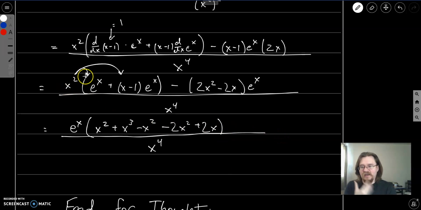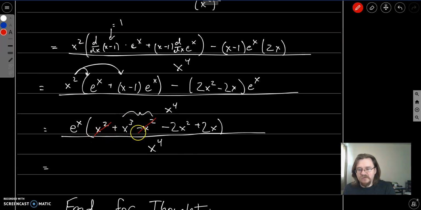So again, I have the x squared. This is x squared times x minus 1. And then I have the minus x squared and a minus 2x. And I think we can simplify this quite a bit.